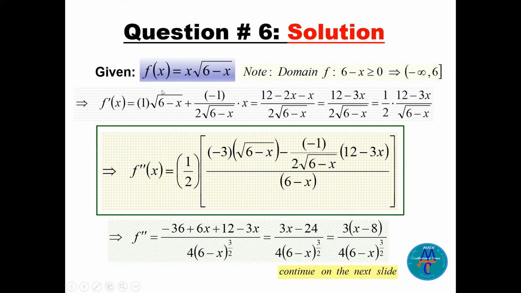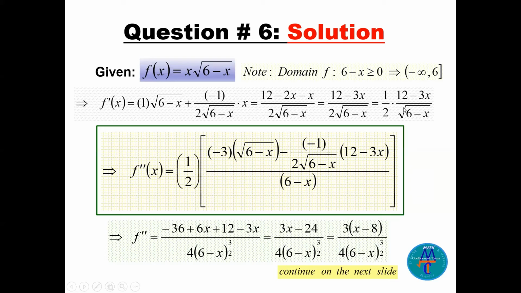Now f prime will be, by the product rule, x times the derivative of the x, which is 1, times square root of 6 minus x, plus x times the derivative of the square root. It will be minus 1 over 2 square root of 6 minus x. Simplify that here, make the LCD 2 square root of 6 minus x. It will be 12 because this is a 2 and here we have 6 minus x. So 12 minus 2x minus 1 times the x here. So it will be 12 minus 3x divided by 2 square root of 6 minus x.